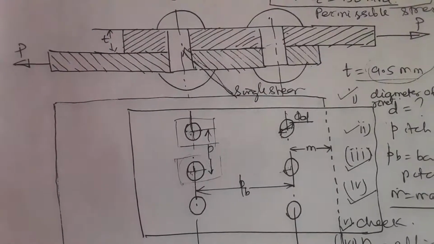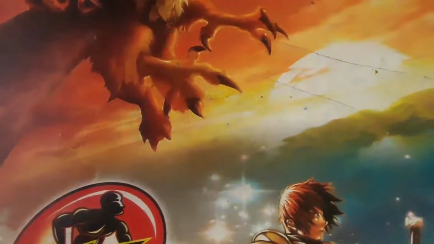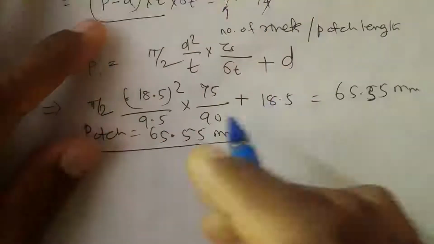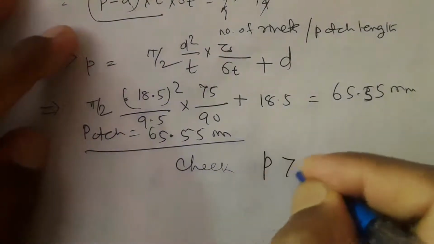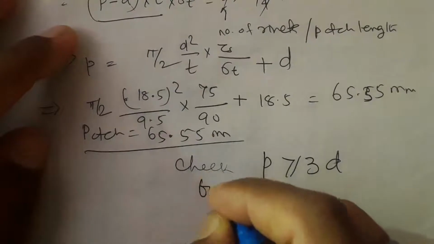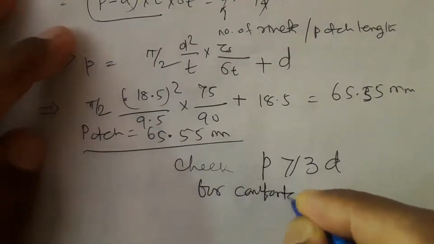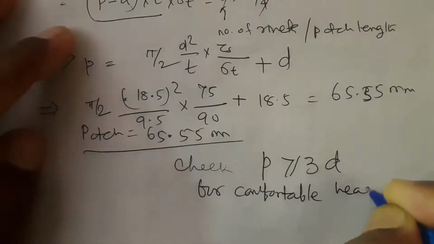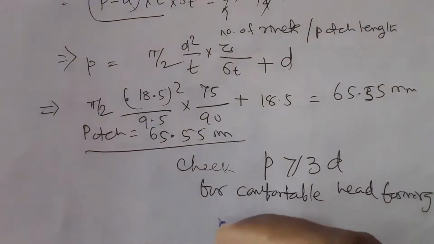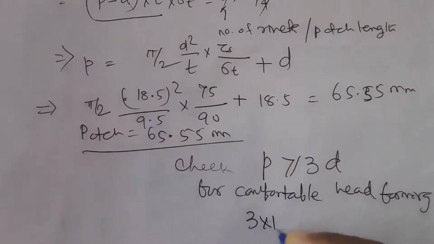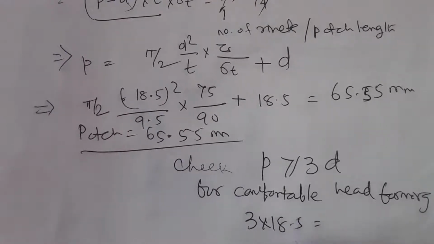We will not be having any problem. In this case, the diameter is 18.5. The check is that pitch P should be greater than 3 diameter for comfortable head forming. So 3 into 18.5 is 54, which is less than 60.